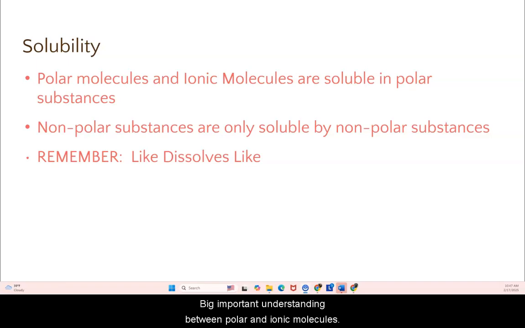A big important understanding between polar and ionic properties is that polar and ionic molecules are both soluble in polar substances, versus nonpolar substances, which are only soluble in nonpolar substances. So remember, like dissolves like. So if it's polar or ionic, it's going to be soluble in polar substances like water. Nonpolar substances can only be soluble in nonpolar substances. A big thing that you can think about is that salt will dissolve in water, sugar will dissolve in water, but oil and water will not mix.